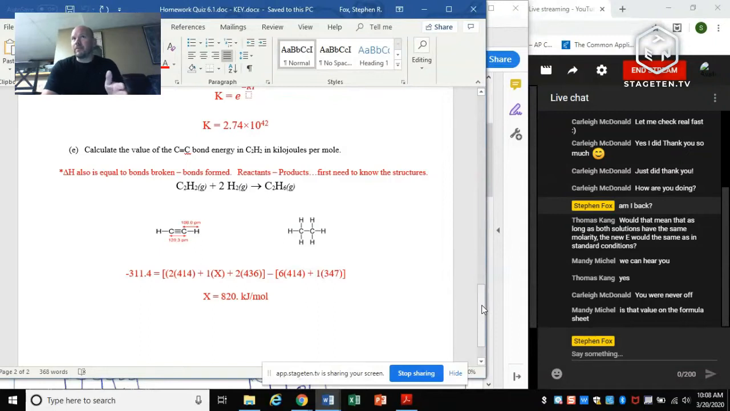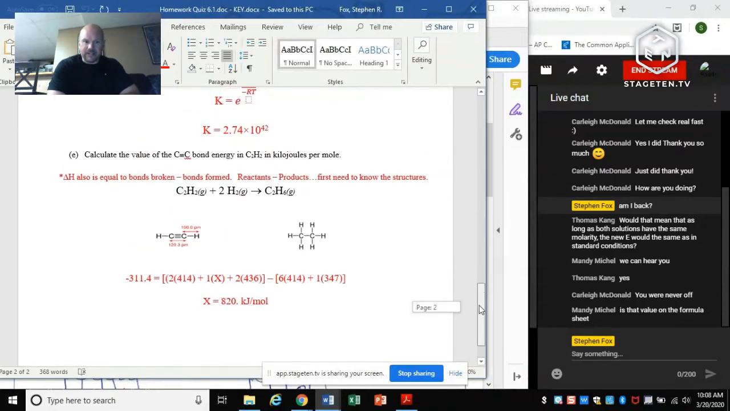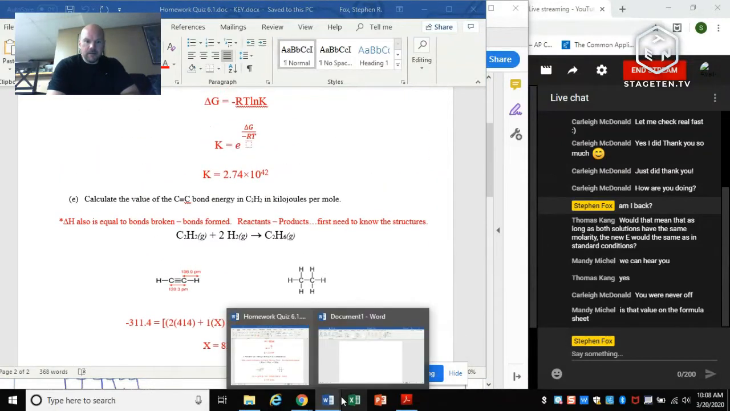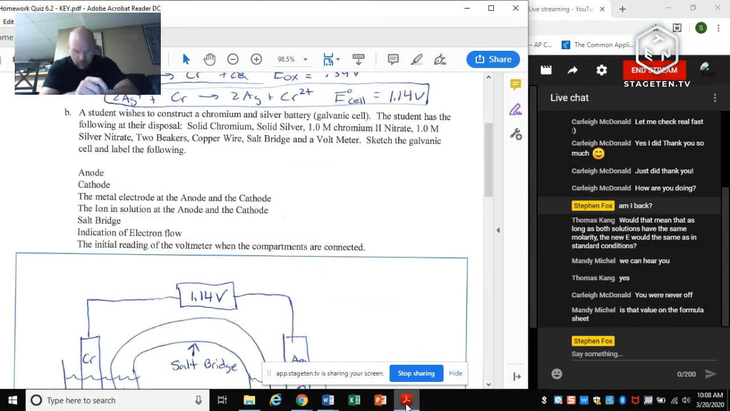Yeah, so you want to remember that amps are coulombs per second. But Faraday's constant is on the formula sheet, okay? Yes, and it's 96,485 coulombs per mole of electrons. Okay. All right.